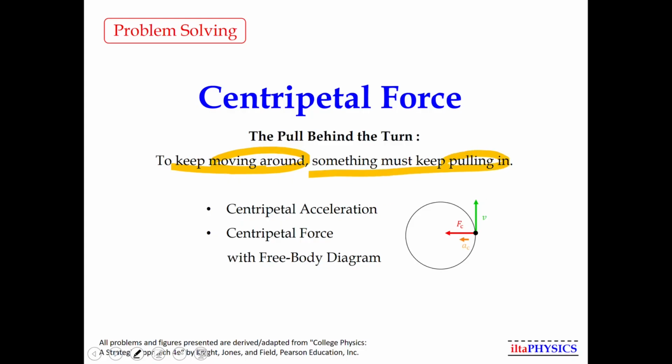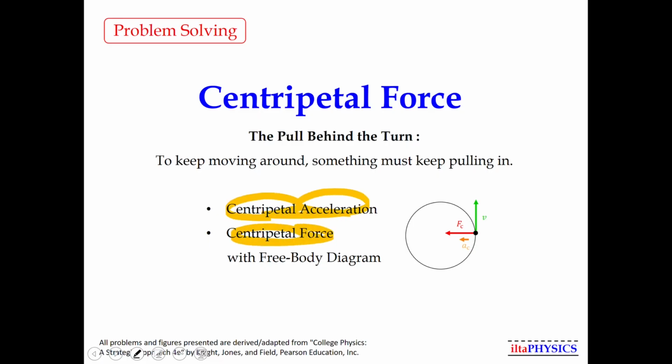The basic type of centripetal force problem involves finding centripetal acceleration and centripetal force using the basic formulas for circular motion. However, since centripetal force is still a force, some problems will require a motion analysis using a free body diagram to account for the various forces acting on the object. Now, let's briefly summarize the basic formulas of circular motion and centripetal force.